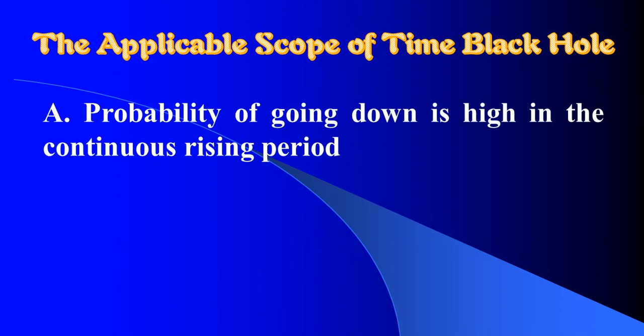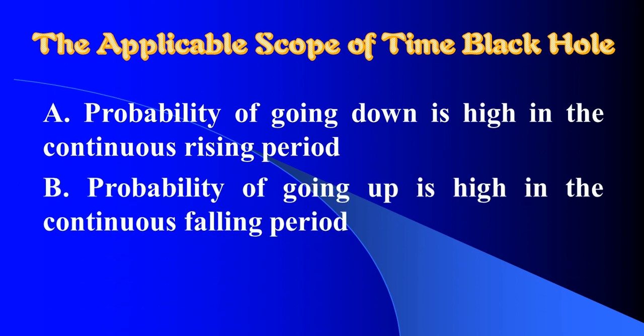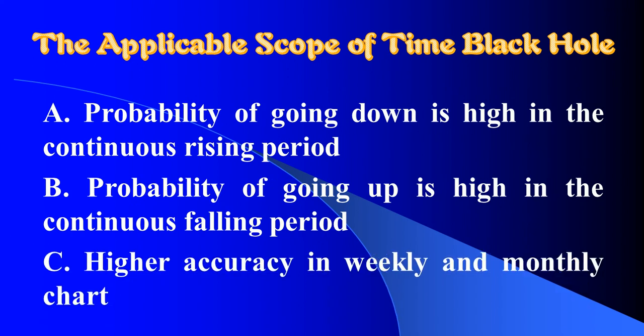Applicable scope of time black hole. The first one: the probability of going down is high in the continuous rising period, and the probability of going up is high in the continuous falling period. And higher accuracy in weekly and monthly charts.